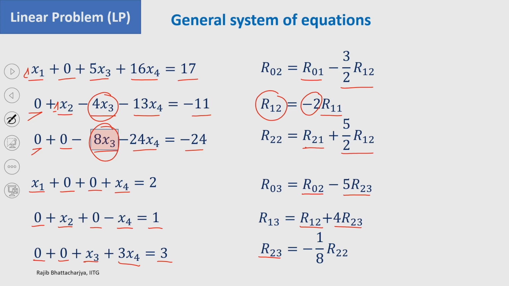Okay. So, now what I am getting here, you just see the coefficient of x 1 in the first equation is 1, and for the other equations these are 0.